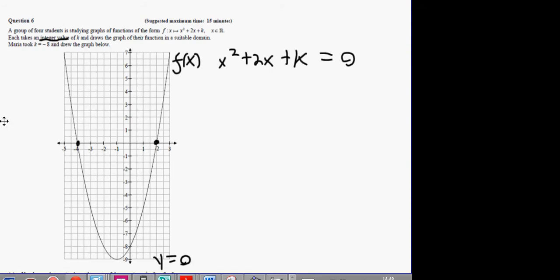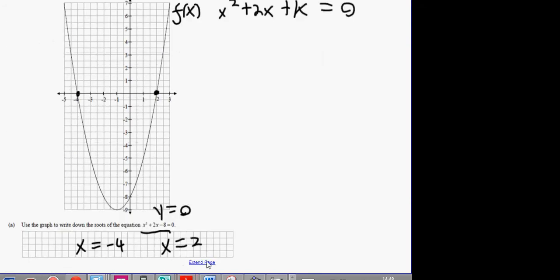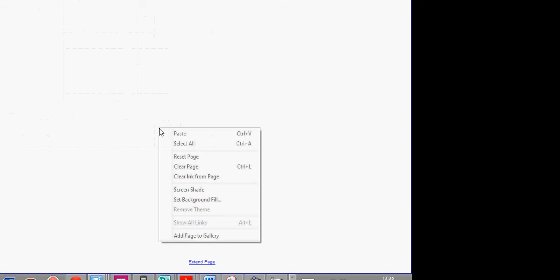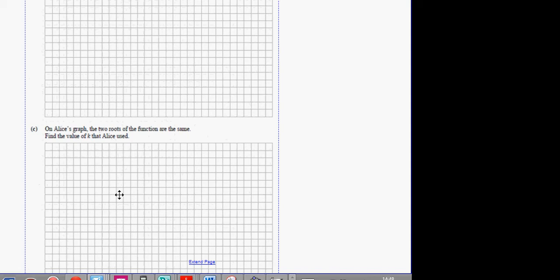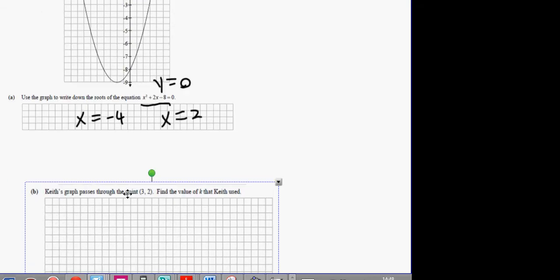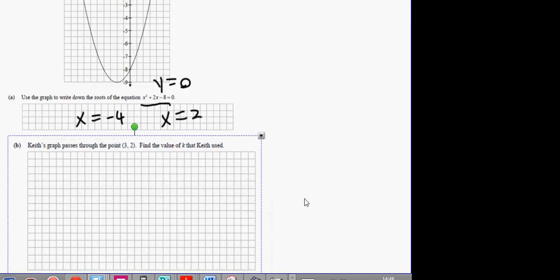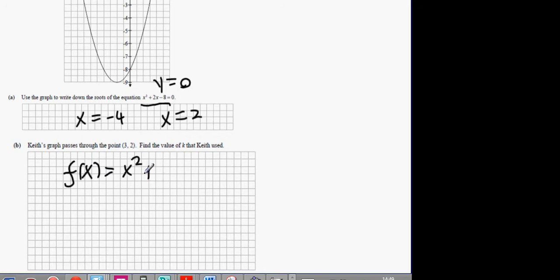Keith's graph passes through the point (3, 2). What value did Keith use? Well, what we're told is that they're drawing the function x squared plus 2x, and what's the last value again? K, is it? Lads, just somebody call it out. It's x squared plus 2x plus k at the end? Okay, so they're drawing out this graph here. f(x) equals x squared plus 2x plus k, yeah?